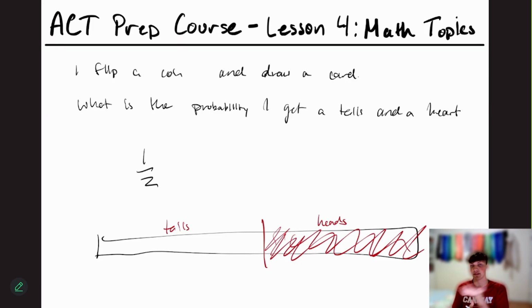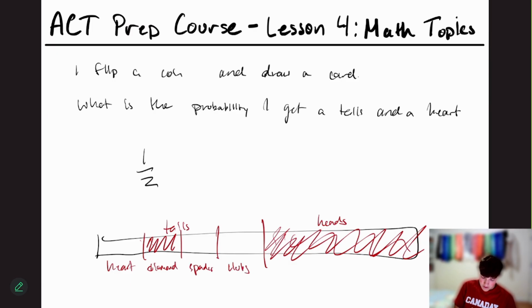The odds that it happens divided by the total. And then the tails: once we have a tails, what are the odds we get a heart? Well, there's 4 suits of equal size. So if you get anything other than a heart, say this is a heart, this is diamonds, spades, clubs, these 3 quarters here don't matter. The only thing that matters is this.